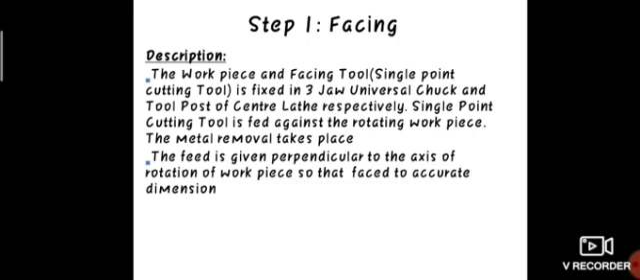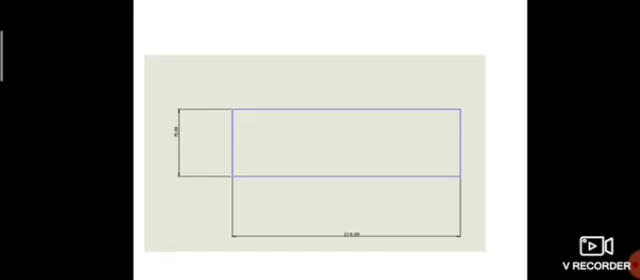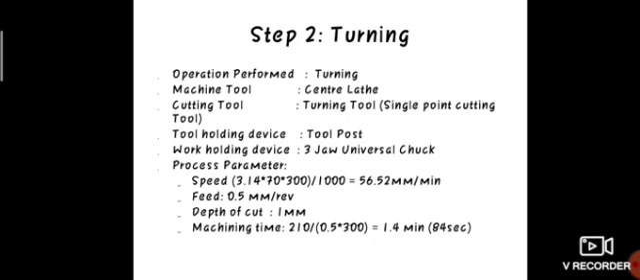The description of facing. Facing is the operation of removing metal by which the length is reduced. The feed is given perpendicular to the axis of the rotation, so that we get the correct dimension. After facing, the product will be same as the figure shown.